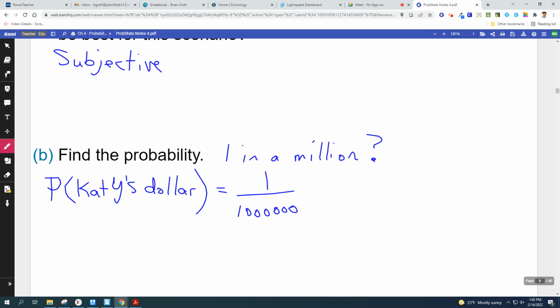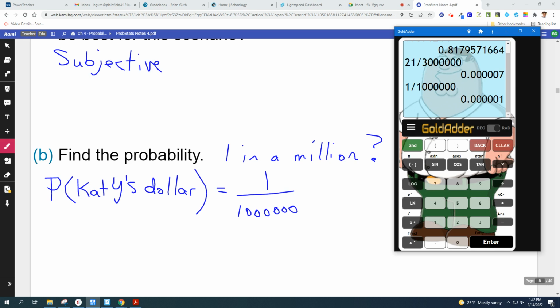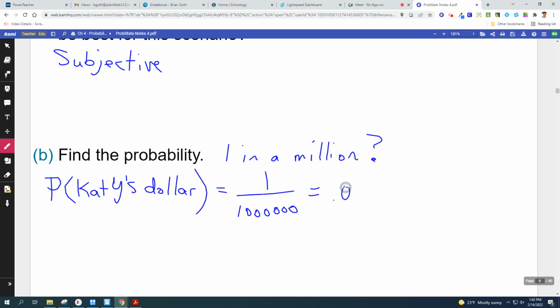One in a million. Do we want to think about that as a decimal? Maybe. I'm not sure which one of those is better, the decimal or the fraction. They both are roughly the same.